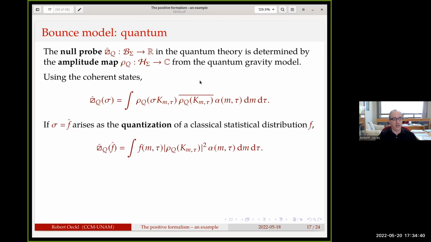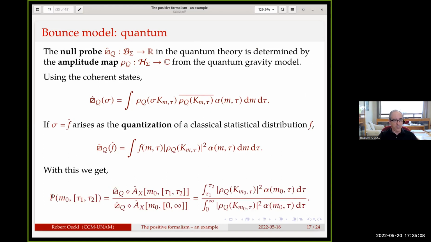Okay, so just combining these two integrals and simplifying the expression gives me the following expression. Now we have this classical phase space function that allows me to encode the measurements in X. And here we have the amplitude of the quantum theory in Q on the coherent states. And this is the pairing between the two.